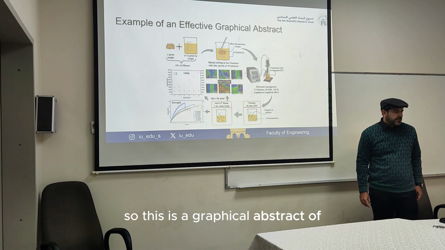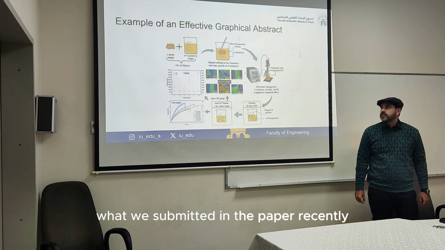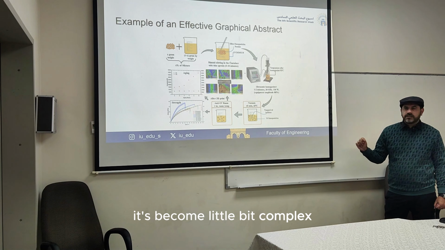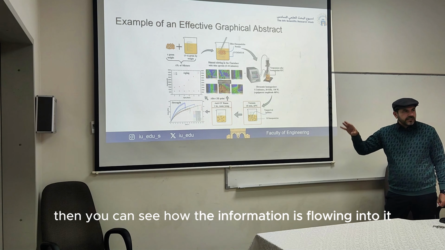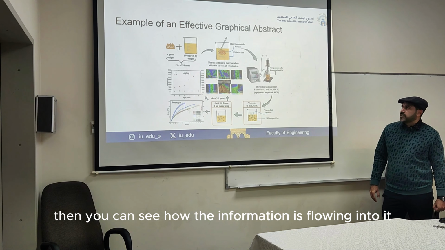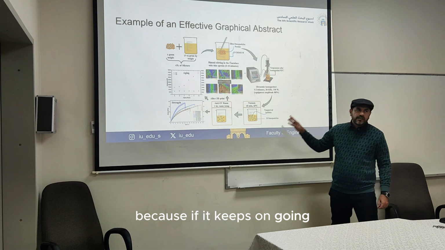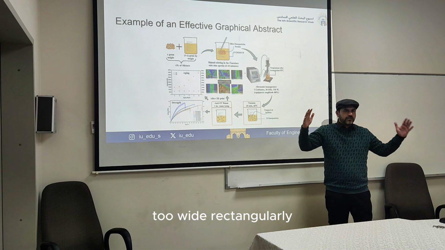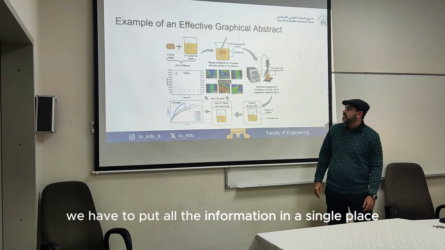So this is a graphical abstract of what we submitted in the paper recently. So you can see it over there, what we say is simple, it's not pretty simple, it's become a little bit complex, but if we dissect it, then you can see how the information is flowing into it. Because if it keeps on going, the arrows can become too big, too wide, rectangularly, so we have to put all the information in a single place.